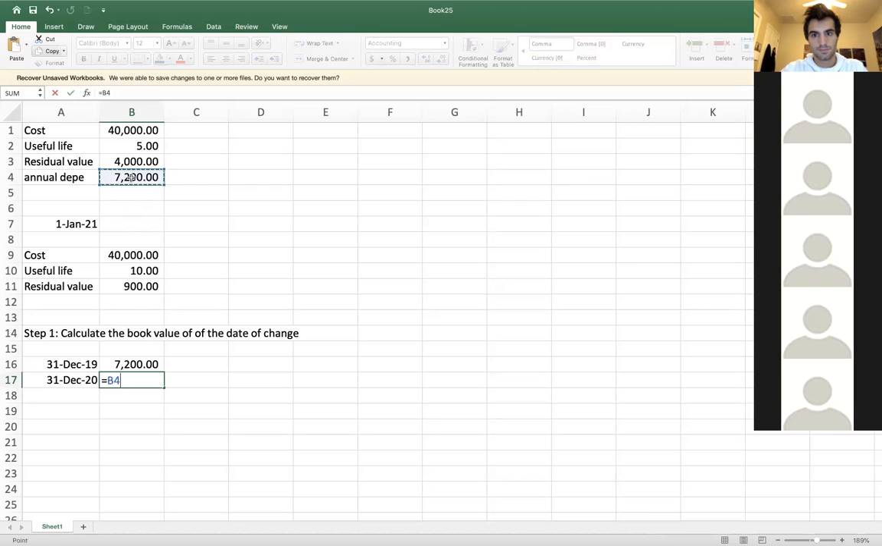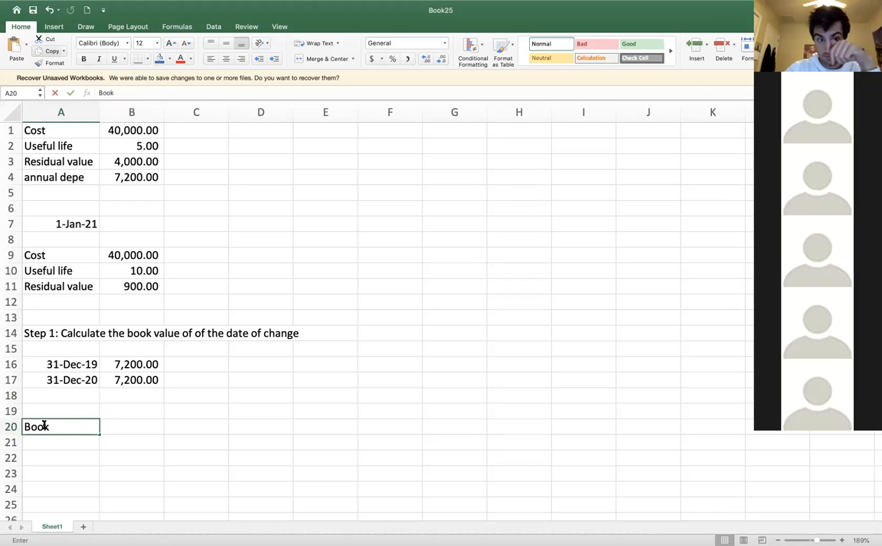It would be the full 7,200 since we purchased it on January 1st. So we would take $7,200 of depreciation in 2019, and we would take $7,200 of depreciation in 2020. Now, when did they change the estimate? January 1st, 2021. Good, January 1st, 2021.